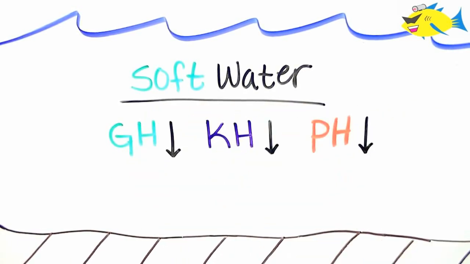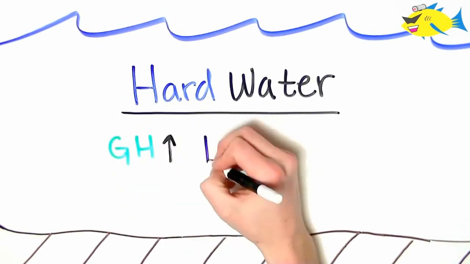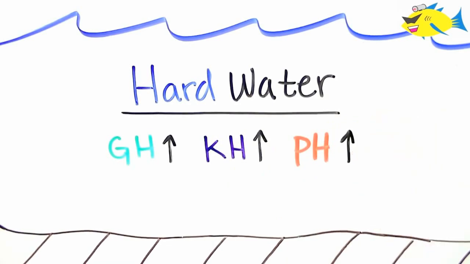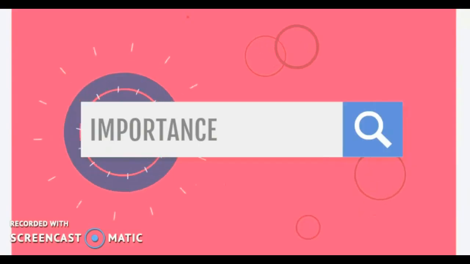Soft water refers to aquarium water with a low GH and KH, as well as having a lower pH. Hard water is just the opposite. It refers to a high GH and KH, and therefore will tend to have a higher pH. Most of the time in natural environments, GH, KH, and pH are all commonly linked, meaning that if the GH is high, so is the KH as well as the pH, and vice versa.